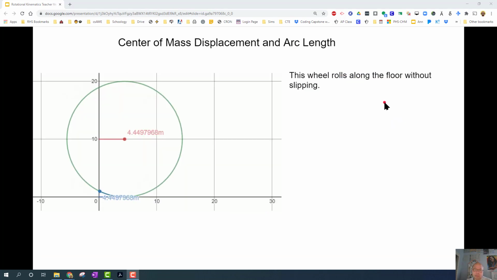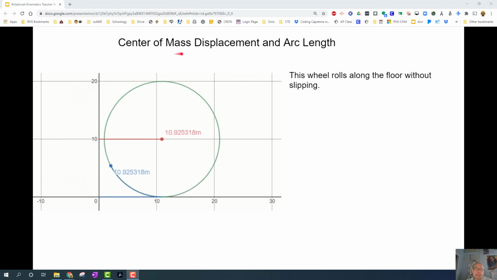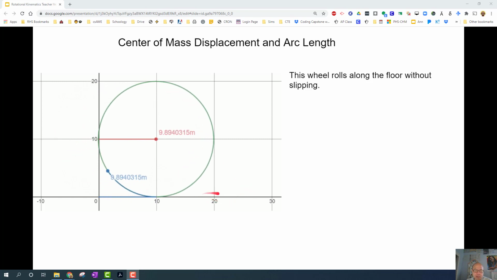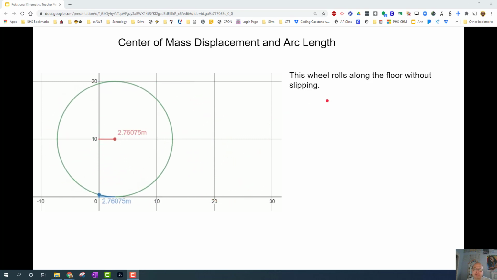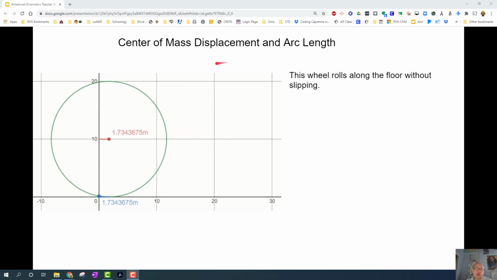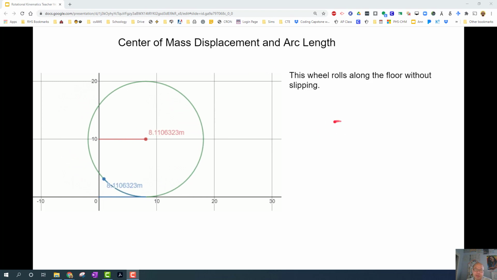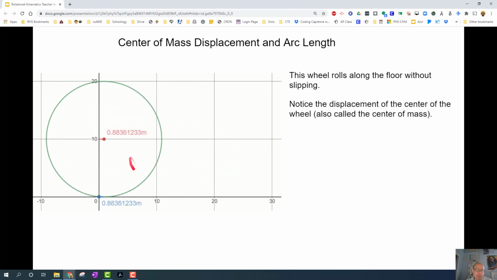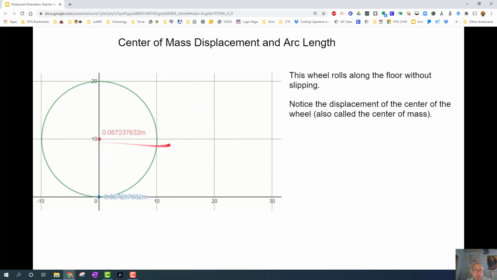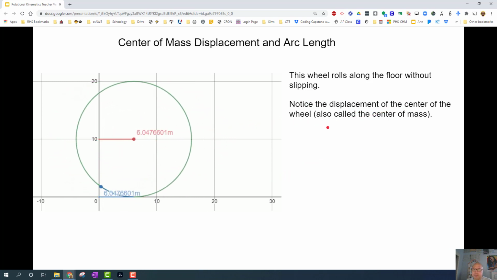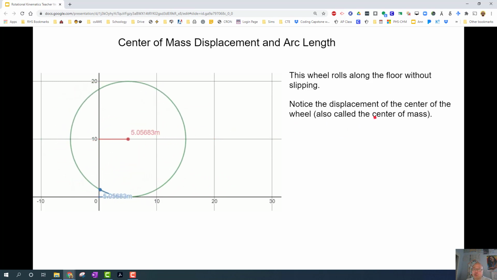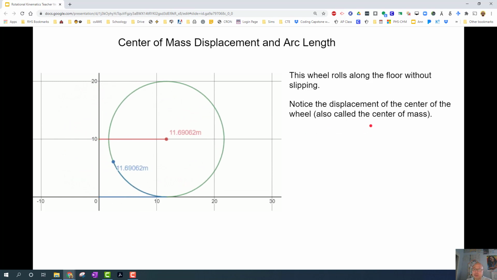Let's compare the center of mass displacement of a wheel, like this green wheel, moving along a surface, and the fact that the wheel is rolling without slipping. We're going to compare that to the arc length that the wheel is making contact with the ground. So notice that the displacement of the center of the wheel, this burgundy color here, is a certain distance from there to there. We also call that center the center of mass.